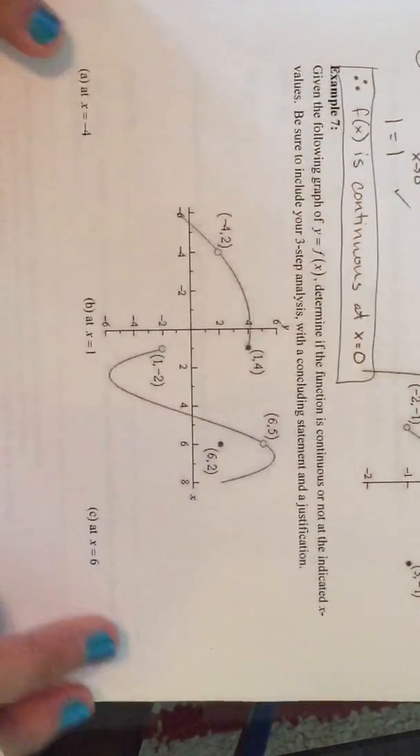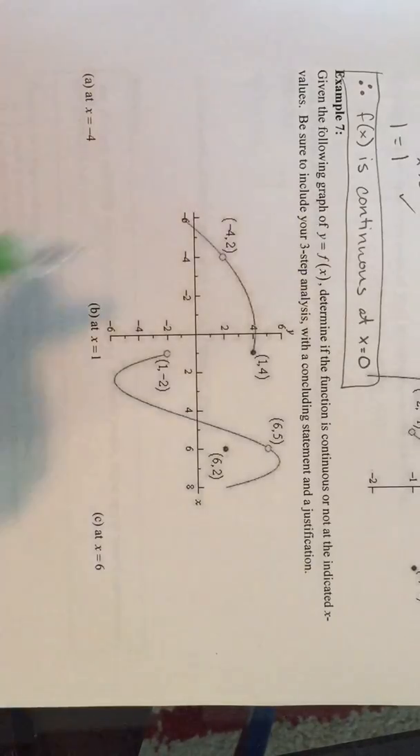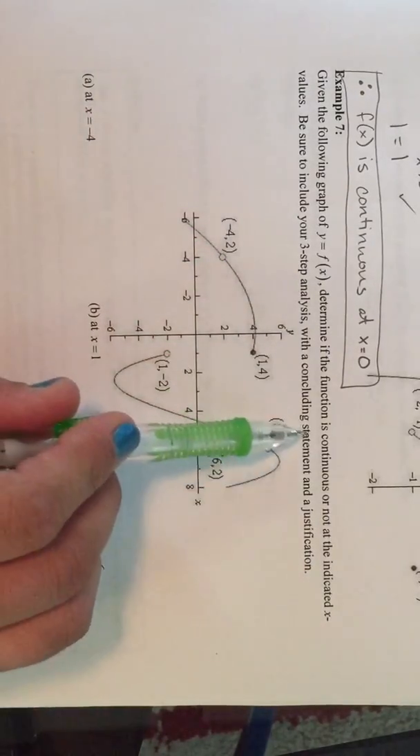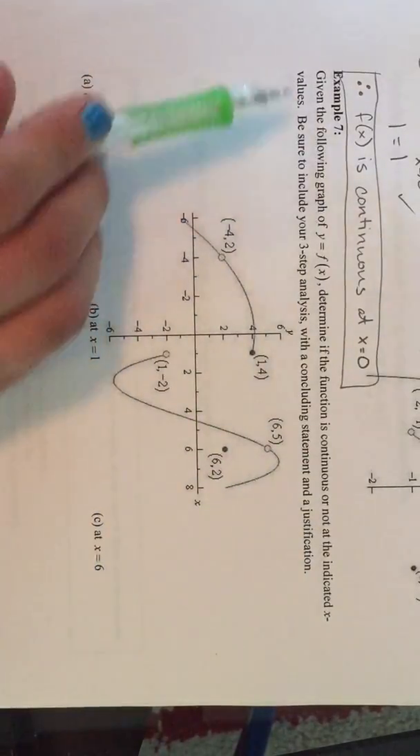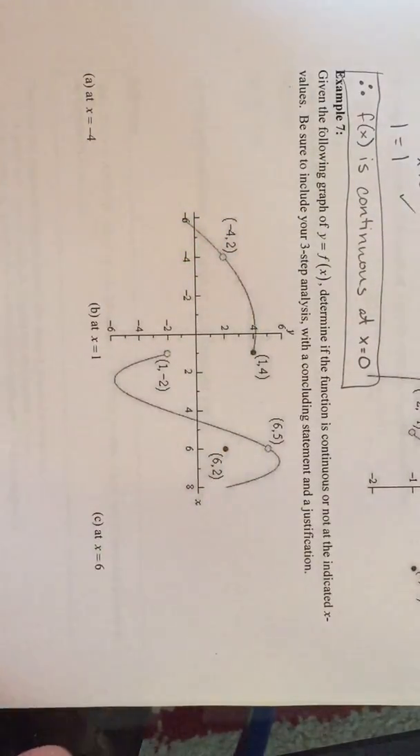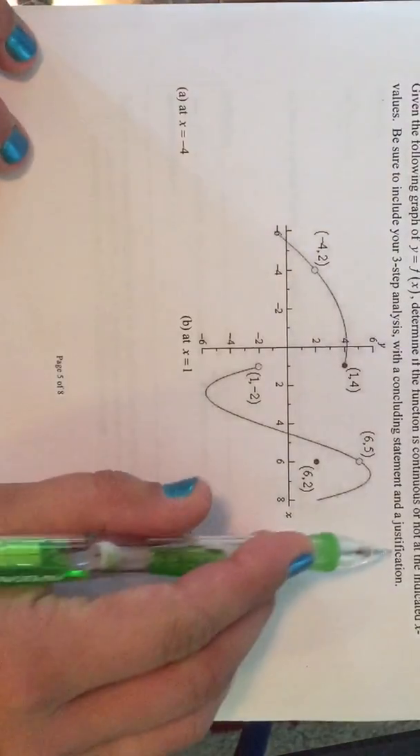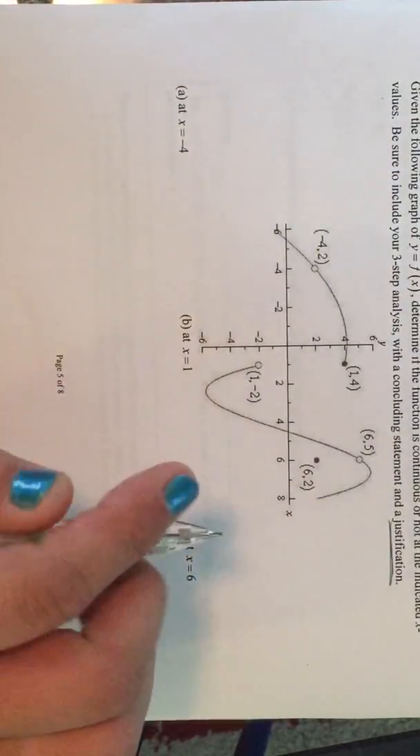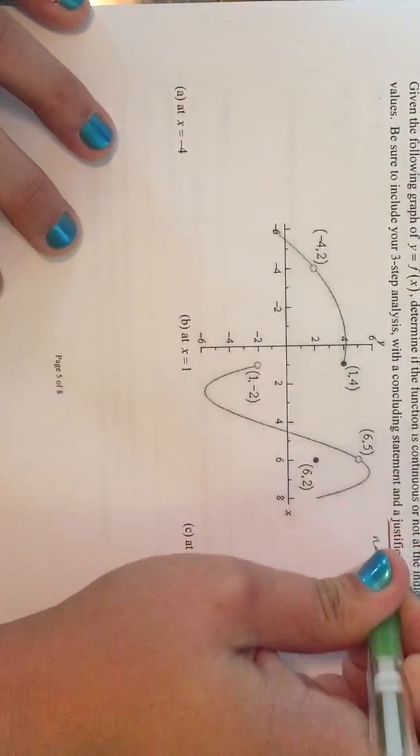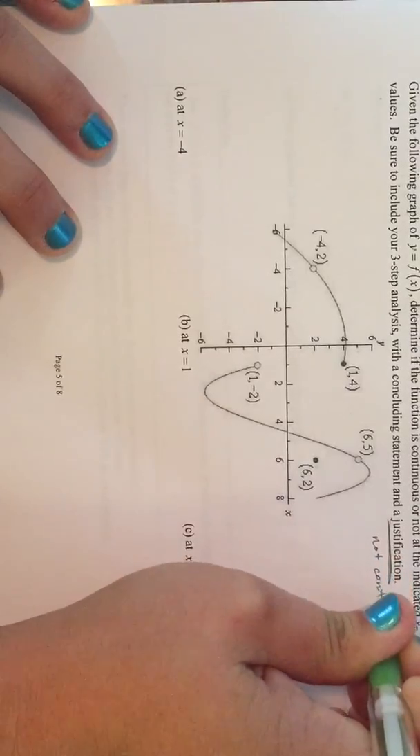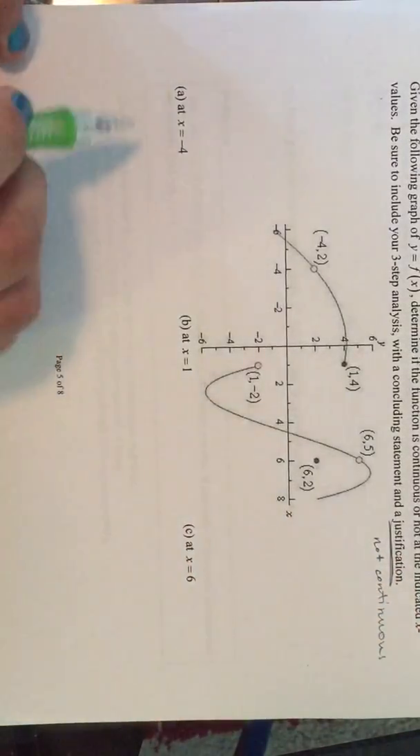Looking at example 7. Given the following graph, determine if the function is continuous or not at the indicated x values. Be sure to include your 3-step analysis and write the concluding statement with justification, okay? You're really only looking for justification if it's not continuous, okay? So if not continuous, you'd want to give a reason why, okay?